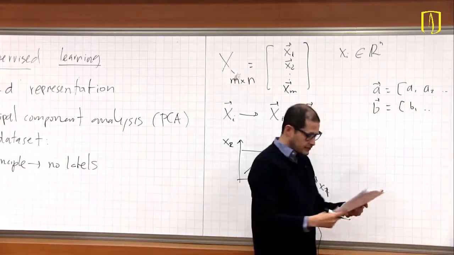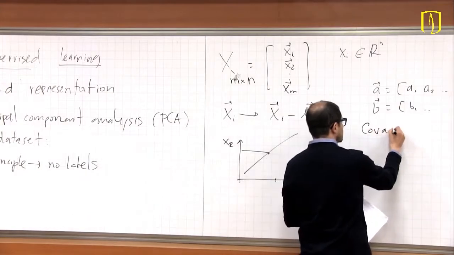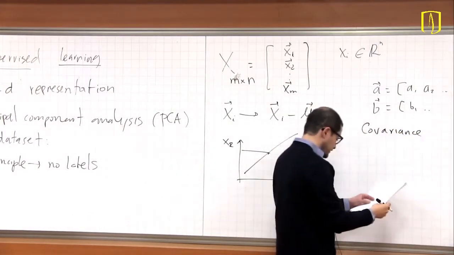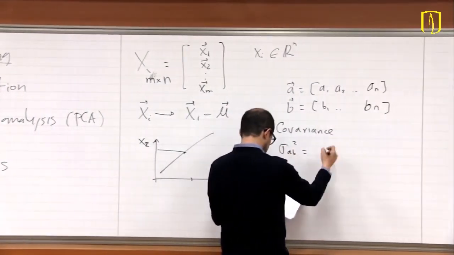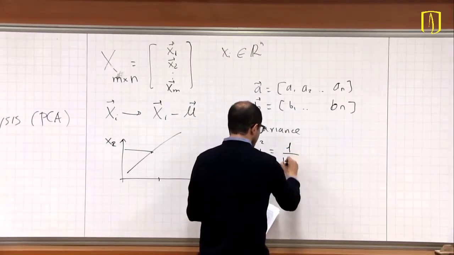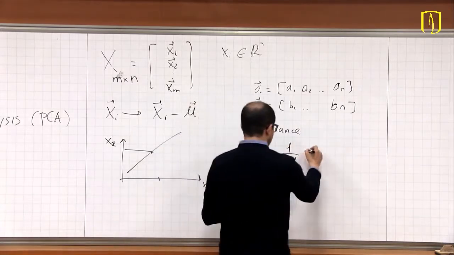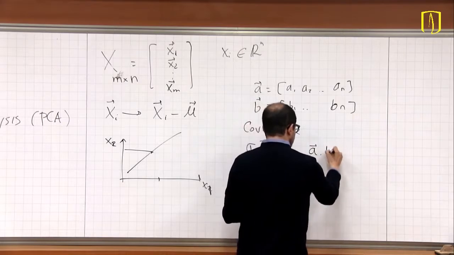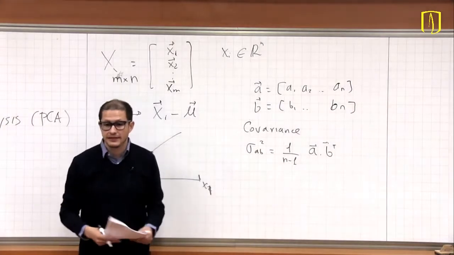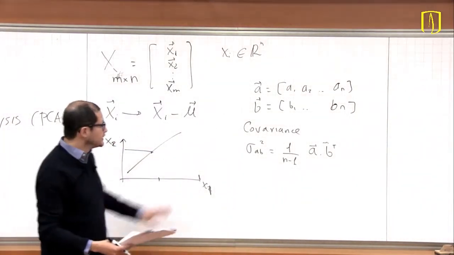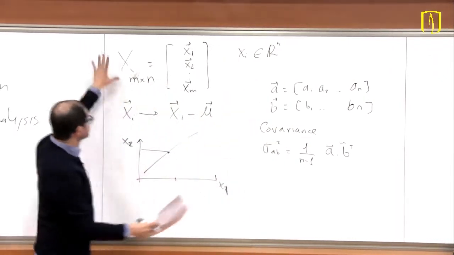We're going to quantify correlation through the so-called covariance matrix, or the covariance of these variables. And it looks like this: sigma AB is 1 over n minus 1, where n is the dimension of the vector, times A dot B transpose. Okay, so this measures the correlation between these data points, and we can generalize this idea, which I wrote for two vectors, to the entire data set that we have.